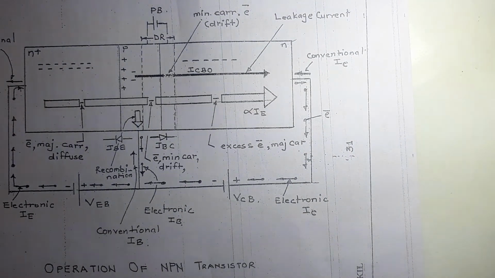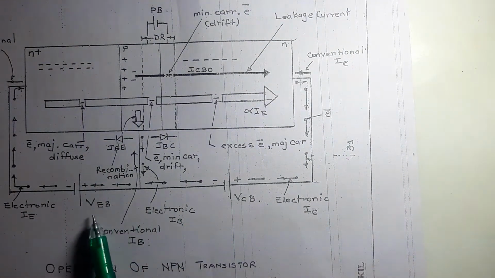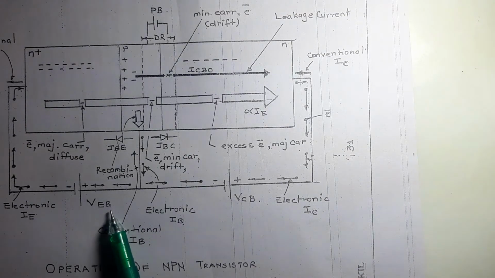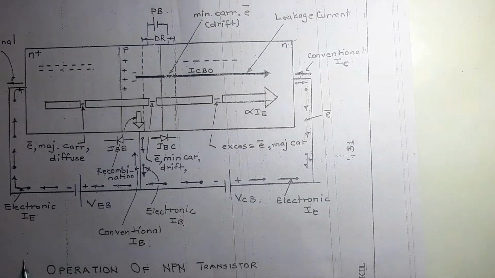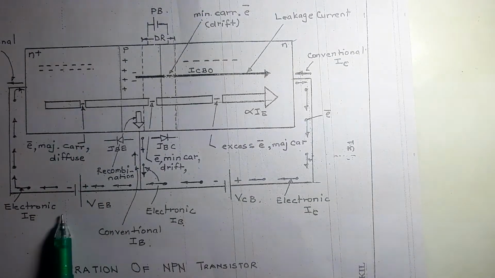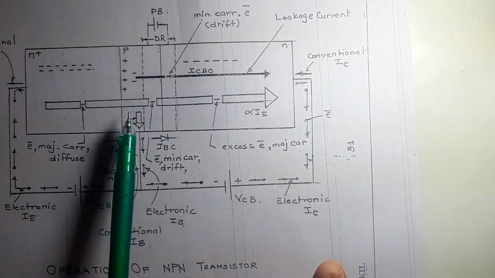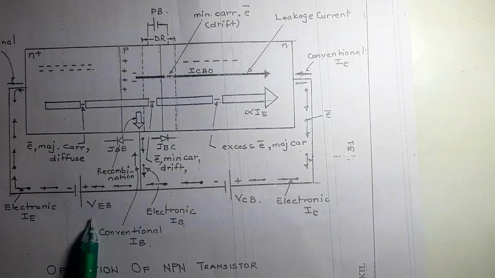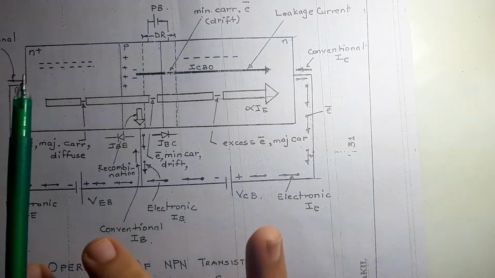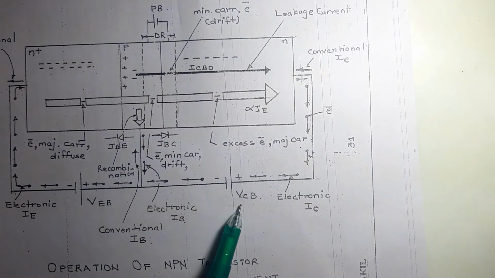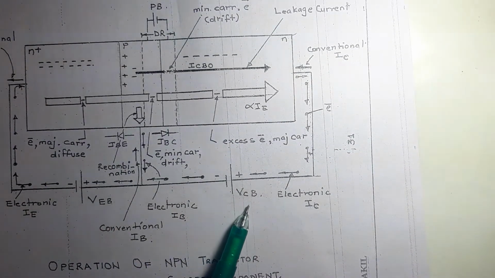Now in the given figure over here, I have named this VEB, since this battery is connected to the emitter terminal as well as to the base terminal, hence the name VEB. You can also name it as VEE, since it is connected to the emitter terminal, and here you can name this battery VCC as well. It's not an issue over here.